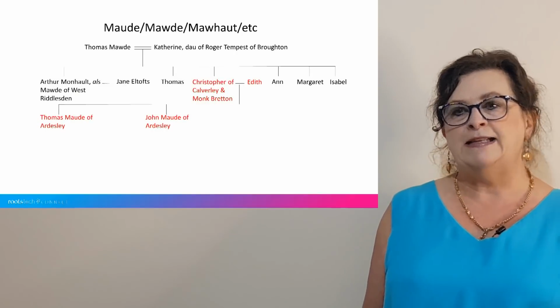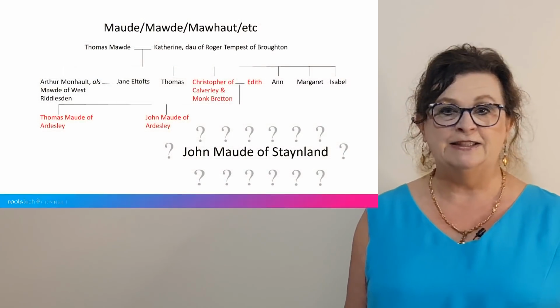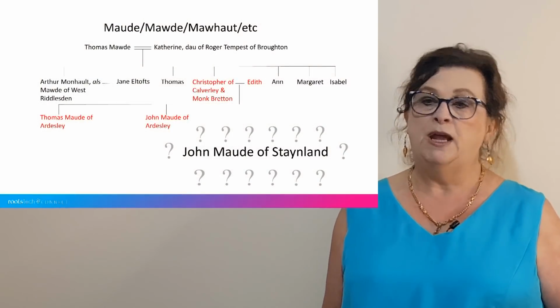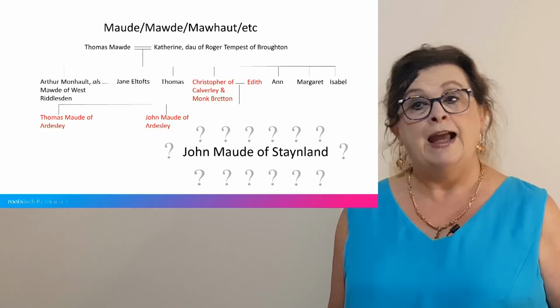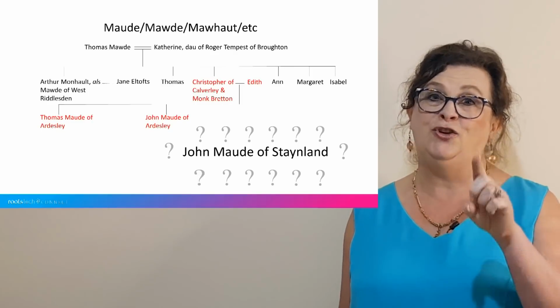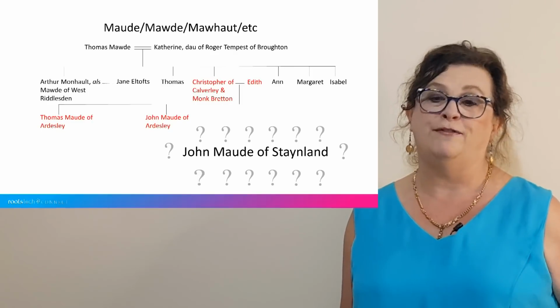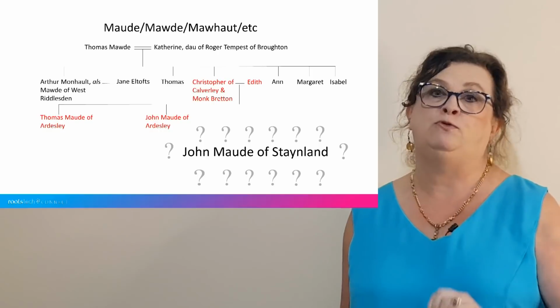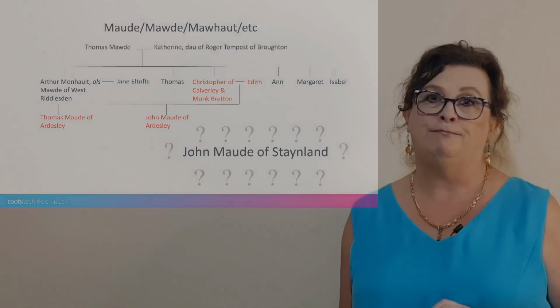So what about my ancestor, John of Stainland? Well, we still don't know who his father was, and that means I don't need to rush out to buy a tiara. And it also means that you shouldn't take any prior work for granted without checking and double checking it for yourself.